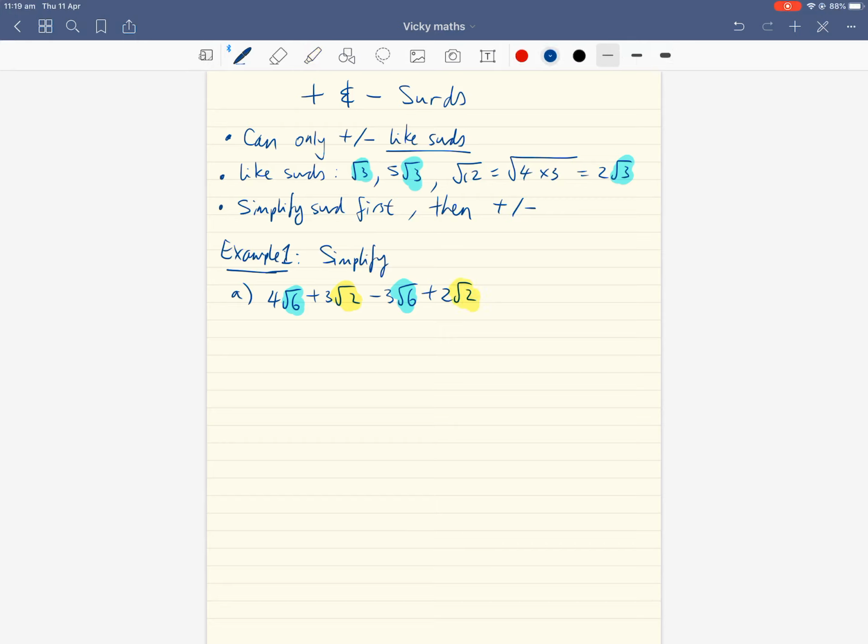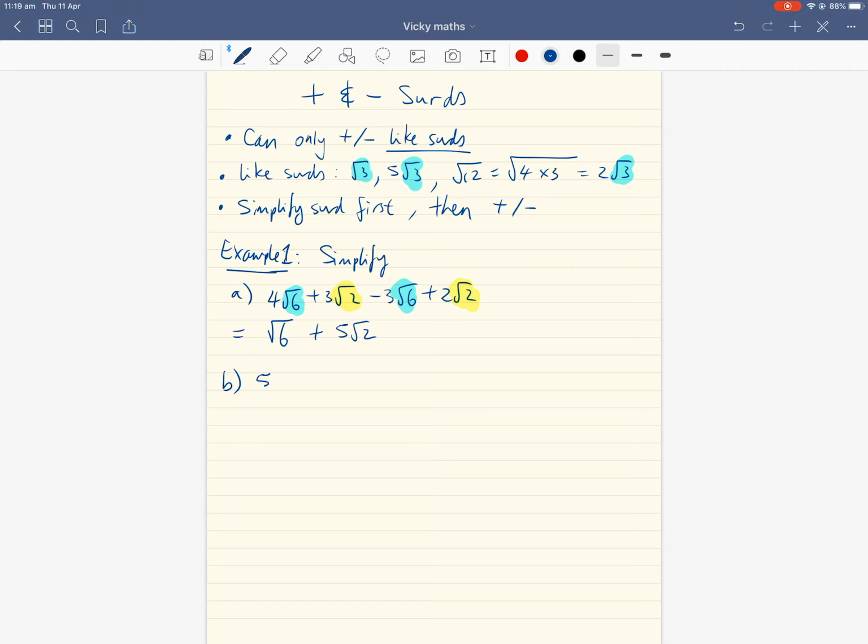So we can only add or subtract the like terms. I have a 4 root 6, take away a 3 root 6, it gives me 1 root 6. I have a 3 root 2, add another 2 root 2, I get together 5 root 2. And we can't combine it anymore because root 6 and root 2 are not the same items, so you just leave it as that. Let's do another one.